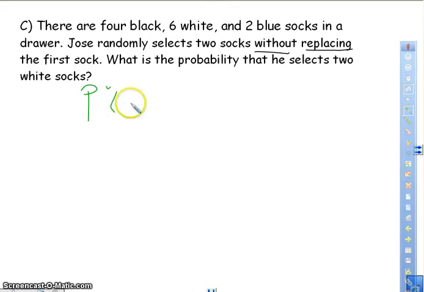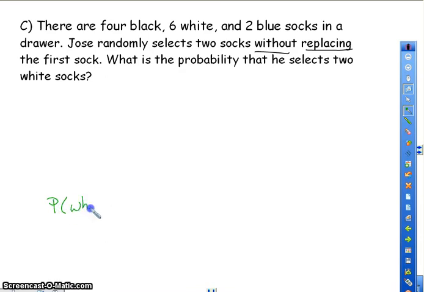Come on, pen. All right, I'm going to have to bring it down here, right? Probability of getting white and white.